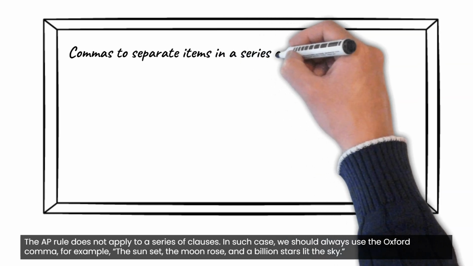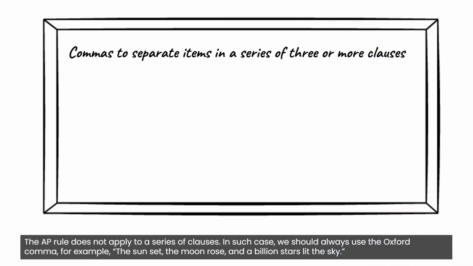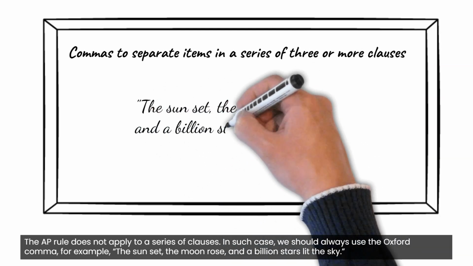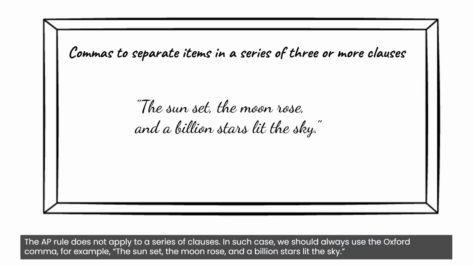The AP rule does not apply to a series of clauses. In such case, we should always use the Oxford comma. For example, "The sun set, the moon rose, and a billion stars lit the sky."